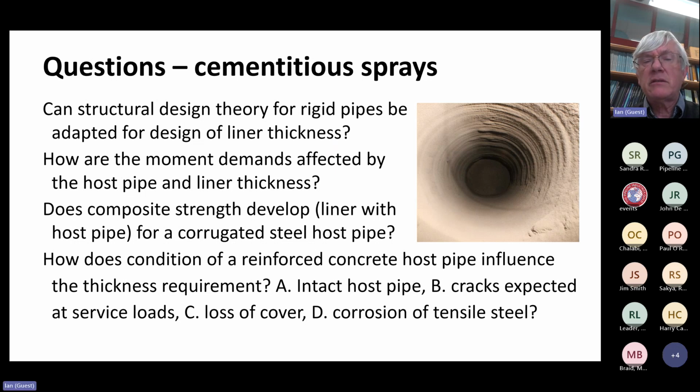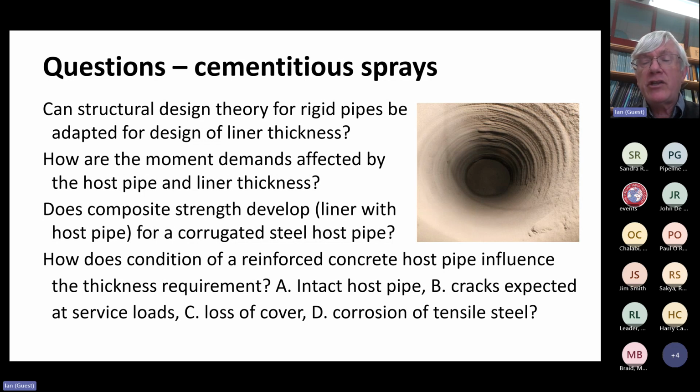Another question is, do we get composite action between that sprayed liner and the original, let's say it's a corrugated steel host pipe? More questions relate to the use of these sprayed liners in reinforced concrete structures. And what is the effect of the condition of the host pipe, that old concrete pipe that we're repairing? How does that host pipe condition influence the required thickness?